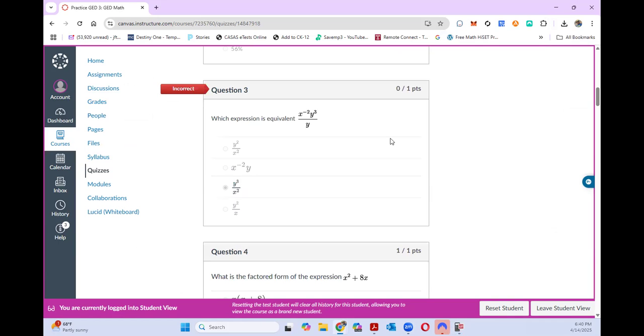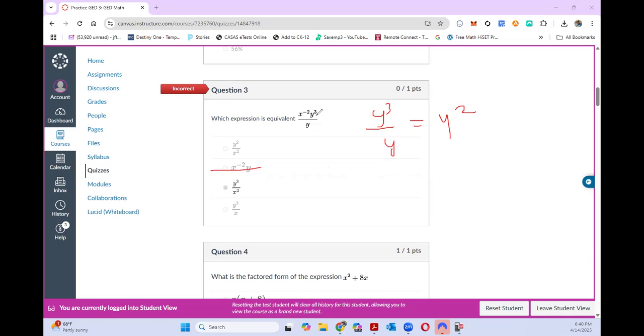Which expression is equivalent to x to the minus 2 times y to the third over y? First of all, your exponent rules. What you should have done was y to the third over y. That's 3 minus 1, that's y squared. So any answer without y squared can't be it.